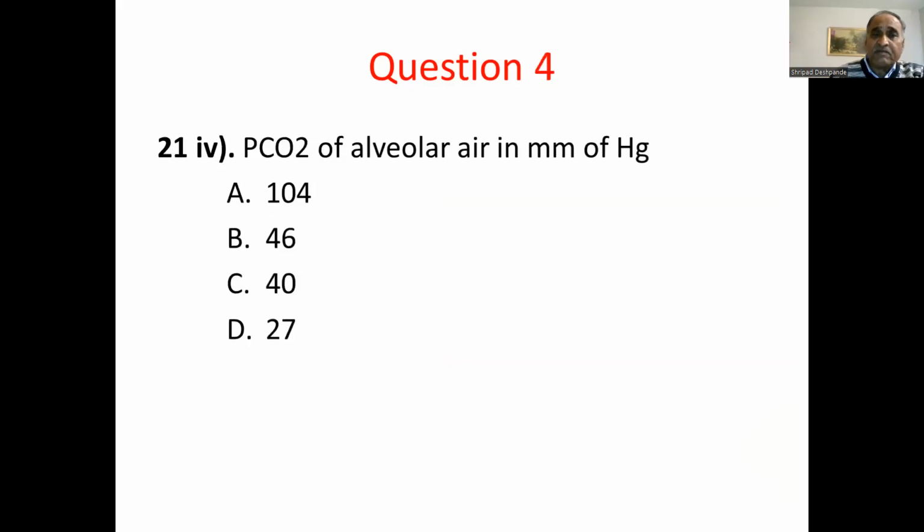Next, moving on to question number 4, which is 21-4. The PCO2 of alveolar air in millimeters of mercury is A, 104, B, 46, C, 40, D, 27. The option of 104 does not arise because that is related to the oxygen.